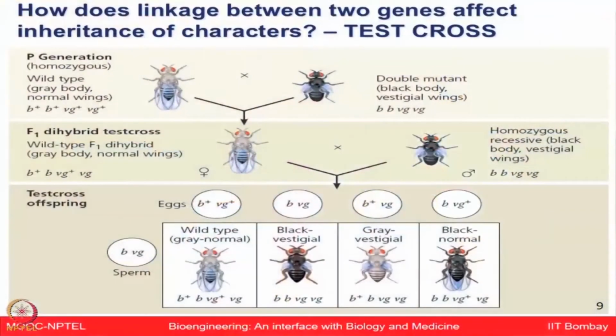All right, and now if you can read from here, these are gray body and normal wing, and this is black body and vestigial wings. Could you also write down what will be the phenotype of these flies?